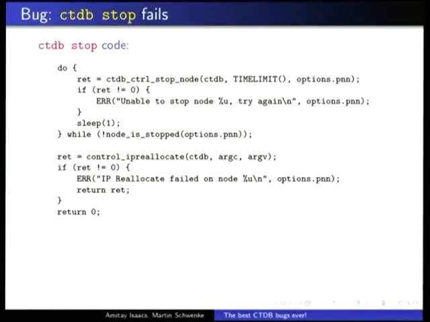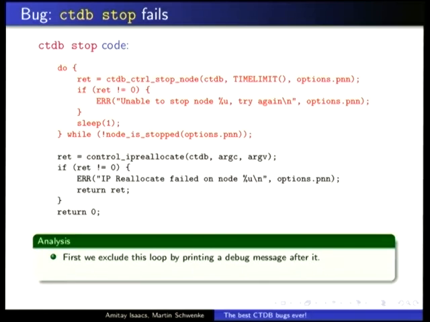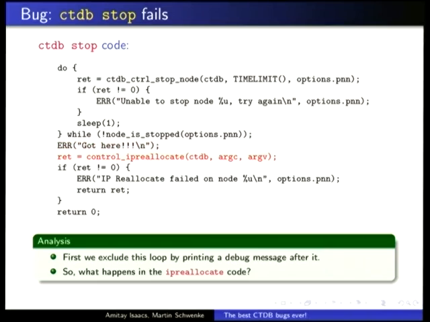So here's the CTDB stop code, or obviously a cut down version of it. First of all, there's a loop at the top that just checks if the flag that a node is stopped is set. Keeps trying to set it. Is it set? When it is finally set, the loop terminates. Now, are we getting stuck here? Well, we can exclude it by printing a message and doing really dumb debugging, and that works. So we actually get to that point.